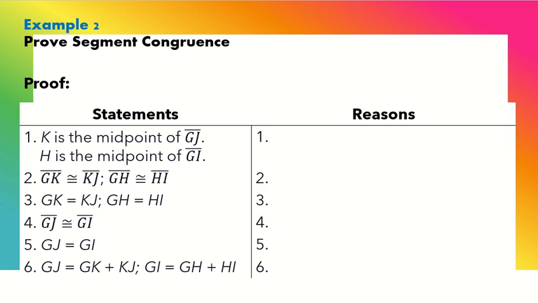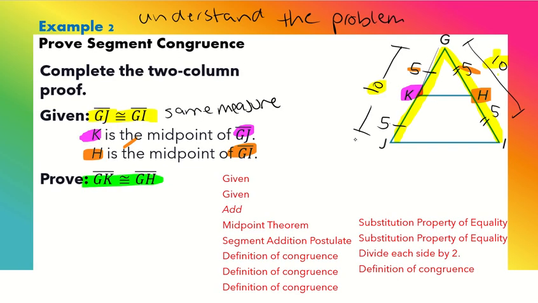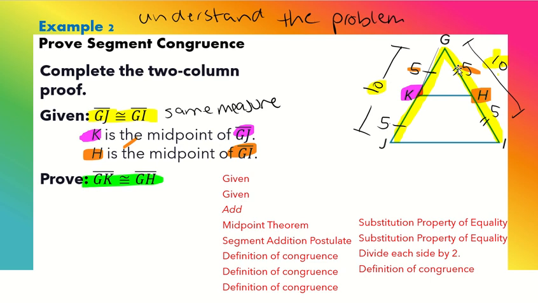So let's go ahead and say it's given to us that K is the midpoint and H is the midpoint. Okay, so GK is congruent to KJ. Well, that's the definition of a midpoint. GH is congruent to HI. That's also the definition of a midpoint. So that's the midpoint theorem.